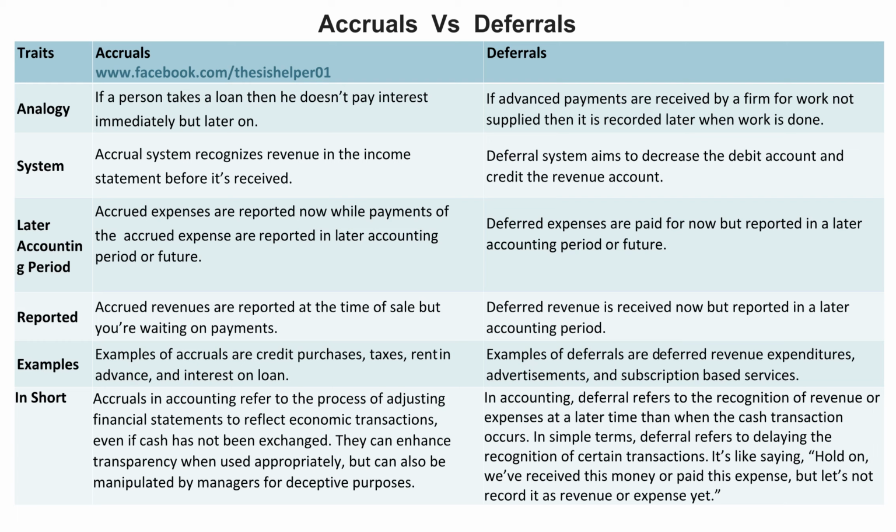In short, accruals in accounting refer to the process of adjusting financial statements to reflect economic transactions, even if cash has not been exchanged. They can enhance transparency when used appropriately, but can also be manipulated by managers for deceptive purposes. Whereas, in accounting, deferral refers to the recognition of revenue or expenses at a later time than when the cash transaction occurs. In simple terms, deferral refers to delaying the recognition of certain transactions. It's like saying, hold on, we've received this money or paid this expense, but let's not record it as revenue or expense yet.